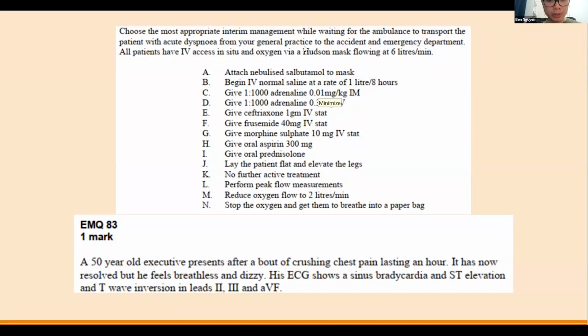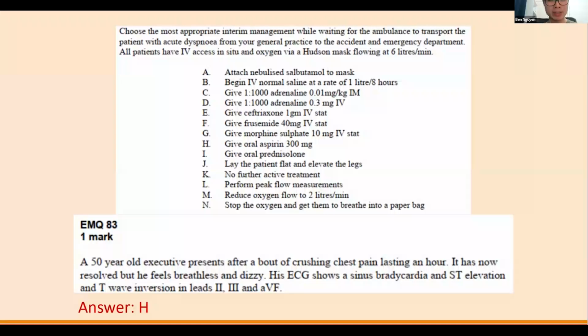Yep, so I'm getting a few H's, which is good. So the answer in this case would be H. Some other options which might be tempting are like G, some morphine. So you might have heard of the MONA mnemonic for the management of an AMI.